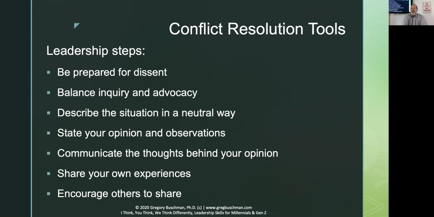So what are some of the leadership steps that you take in resolving conflict, especially in resolving remote team conflict? First off, be prepared for dissent. Dissent's not a bad thing. Dissent is going to happen in every situation. It's just like the world will never be without conflict, because every individual human has their own view and their own thoughts. And as long as they're going to express those views and those thoughts, we're going to have controversies. We just need to know how to deal with them constructively.